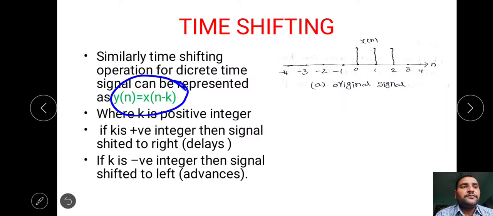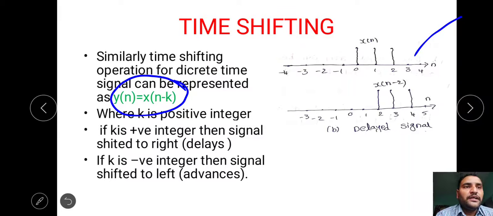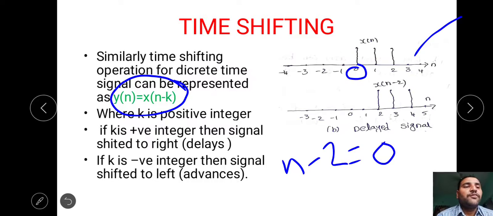If you see the example, this is the signal I have taken, x of n, which starts from 0, 1, 2. Amplitude is 1 in all cases. Now I have written x of n minus 2. X of n minus 2 means k value is positive. Here x of n starts from 0, so n minus 2 equal to 0. Why have we placed 0 here, sir? The original signal starts from 0. That's why n minus 2 equal to 0, then n is equal to 2.